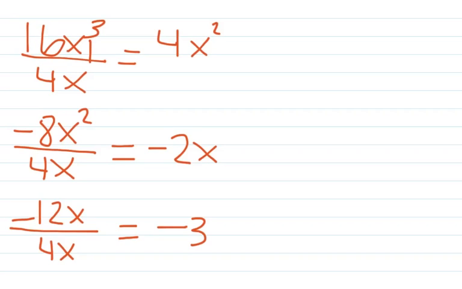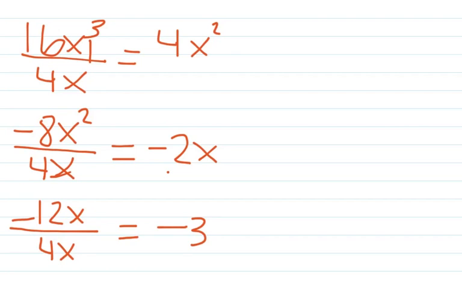16x cubed over 4x. So the way we do this is 4 goes into 16 4 times, and x cubed minus x gives you x squared. In the second section, 4 goes into negative 8 negative 2 times, and x squared minus x gives you just x, which gives you negative 2x.